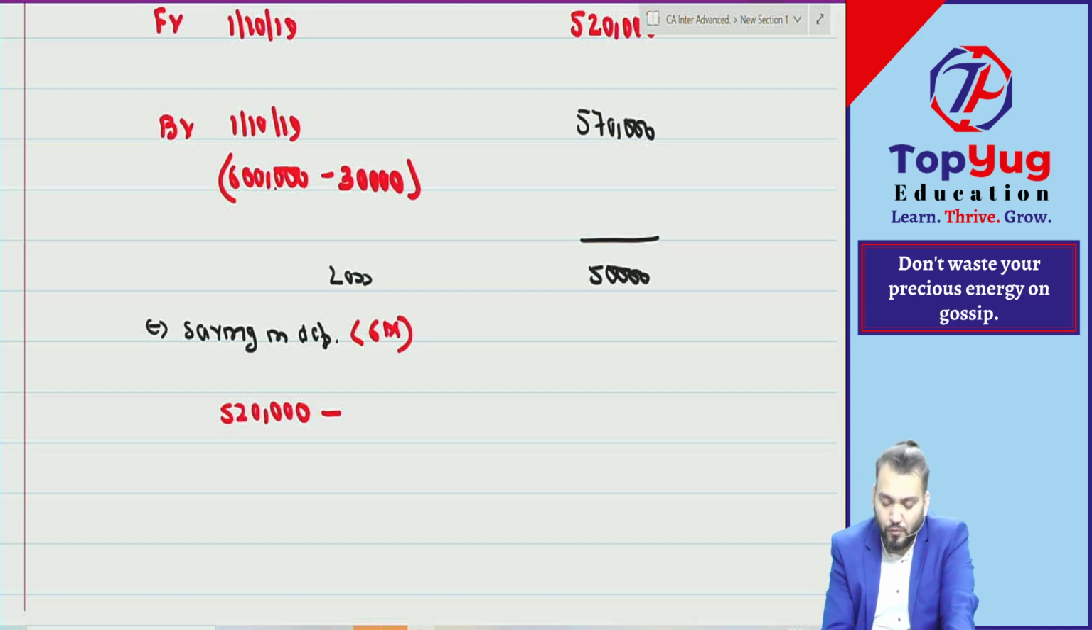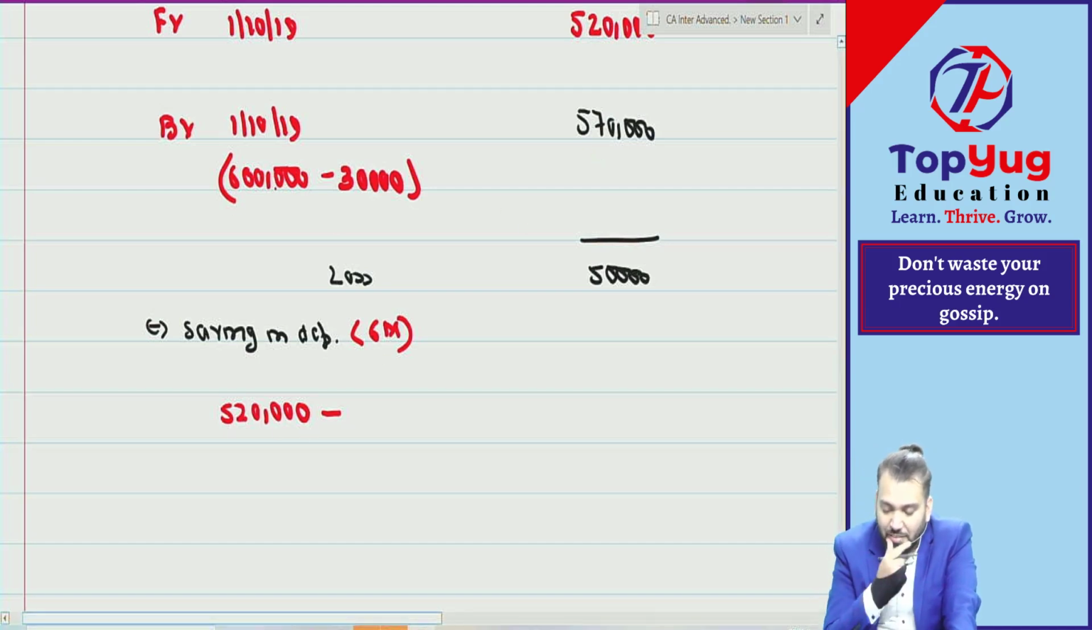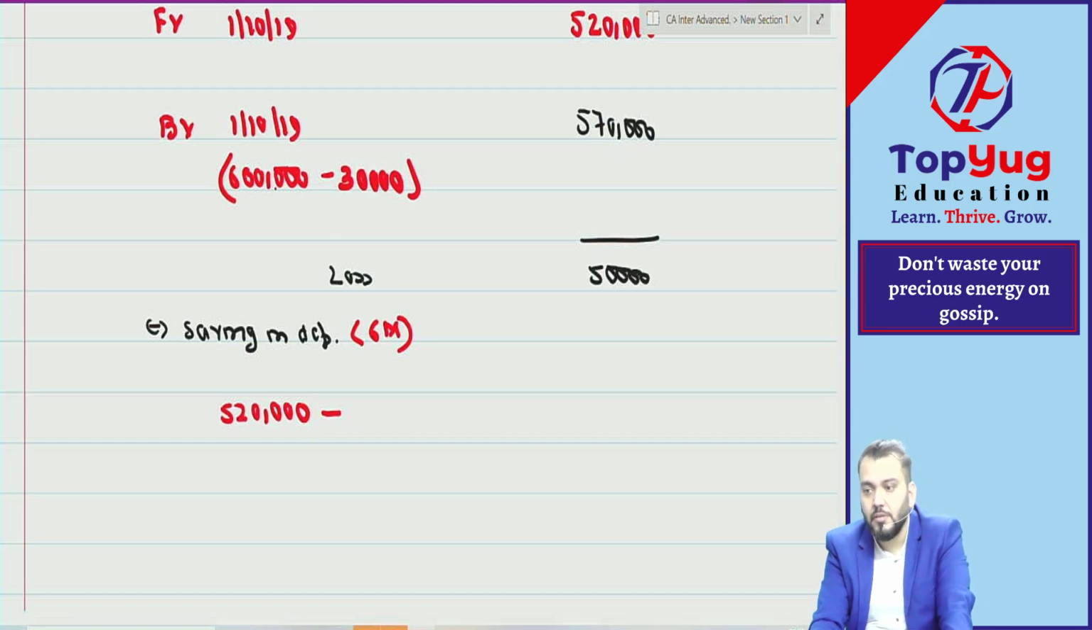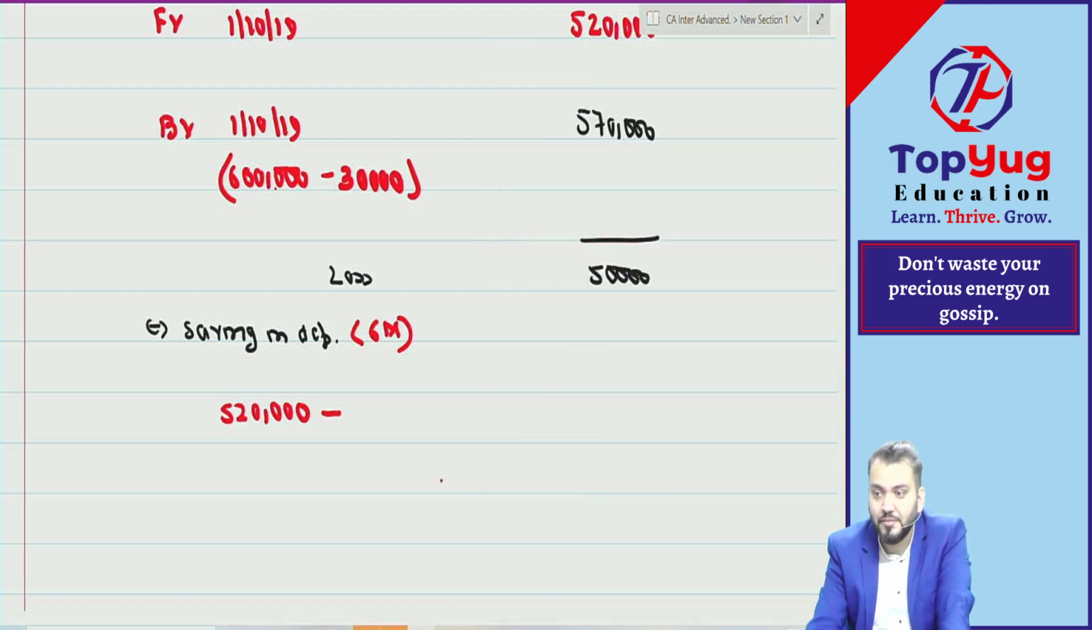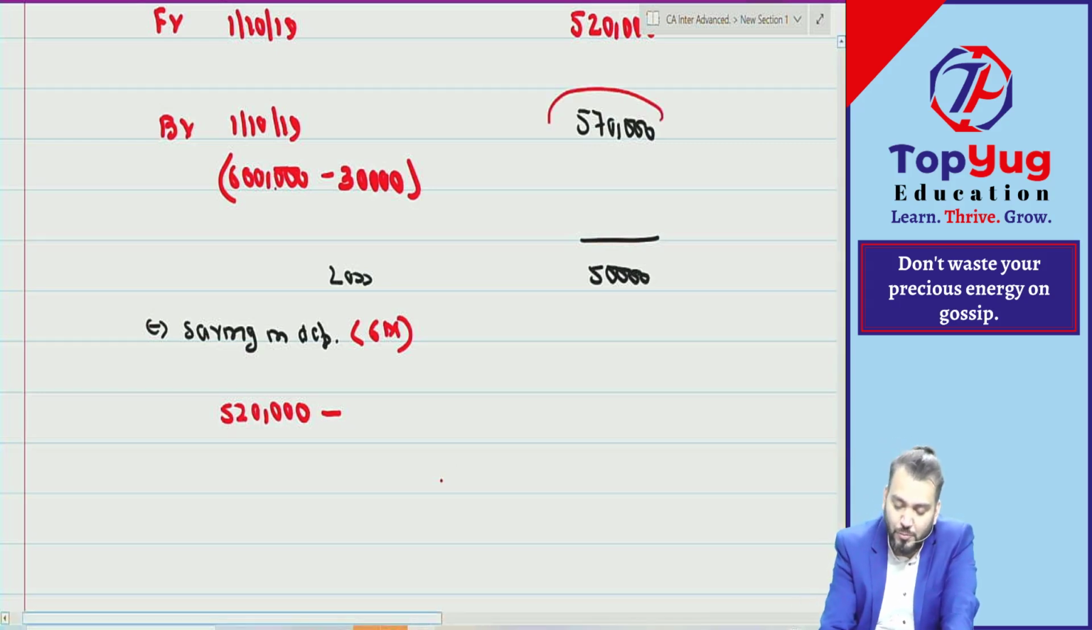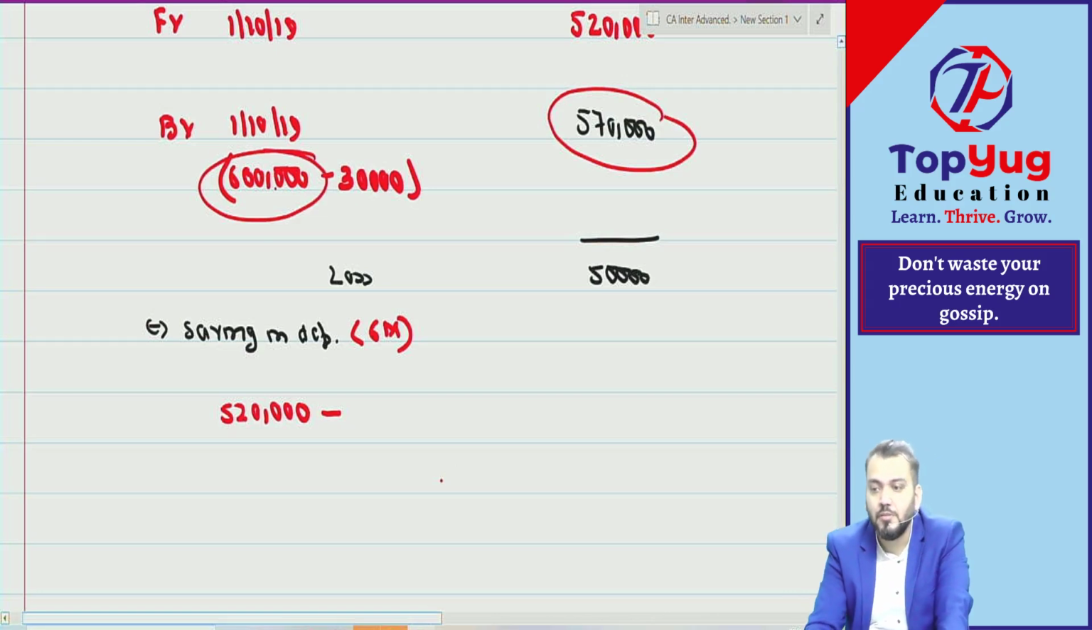Tell me, we'll do 5 lakh 20 minus 5 lakh 70 or 6 lakh? In that question, which book value have I taken? This book value or this book value?